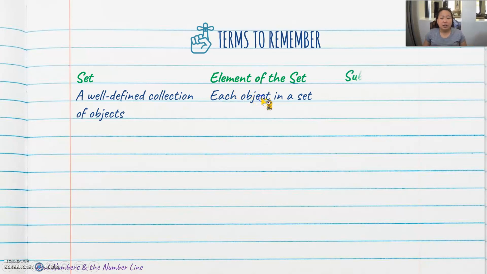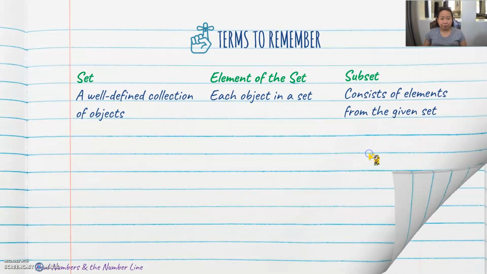of the set. And when we say subset, it consists of elements from the given set. It's a smaller set within the bigger set. So if our set is the letters of the alphabet, a subset that we can say would be the set of vowel letters. Okay? So that's what a subset is.